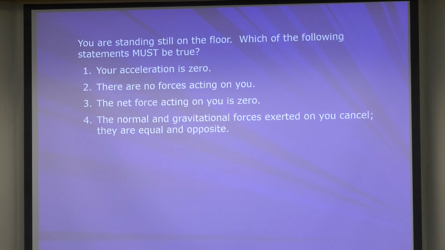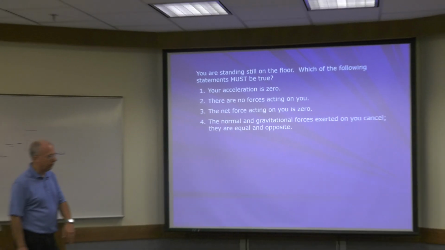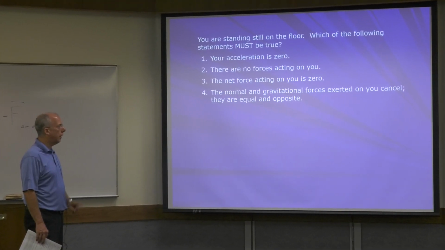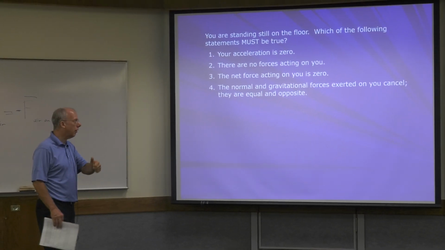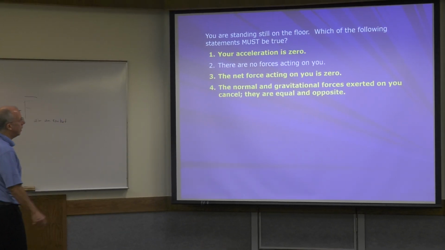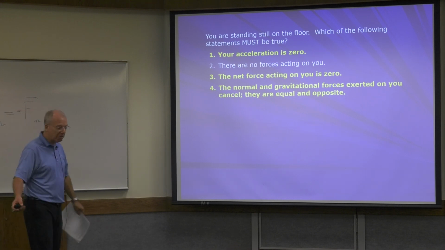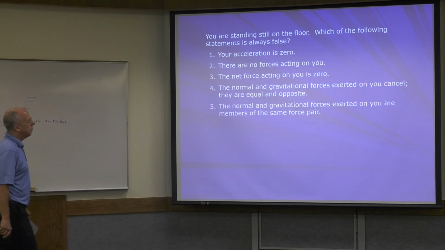Okay, 4. By the way, I'm trying to trick you on this one and the next one, so be careful. 4, the normal and gravitational forces exerted on you cancel. They are equal and opposite. Totally correct. All right, so the ones that are correct, 1 is always true, 3 is always true, 4 is always true.